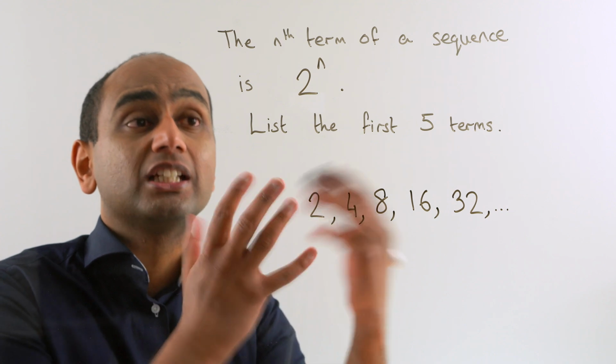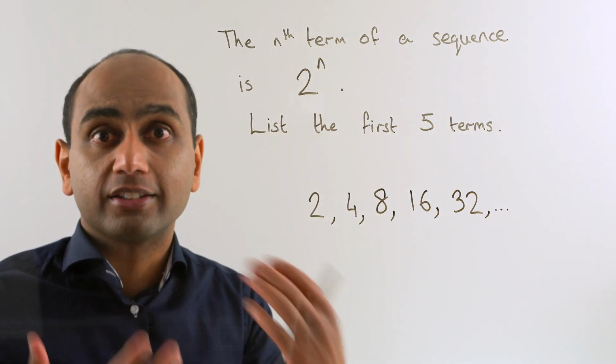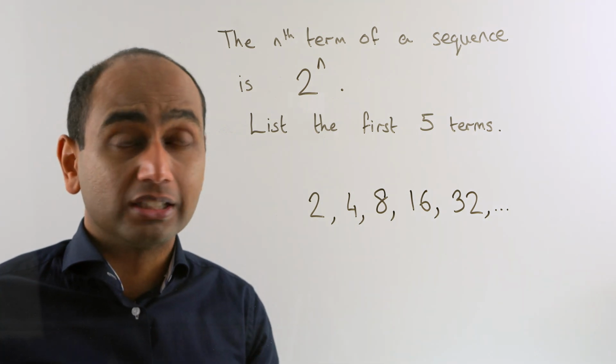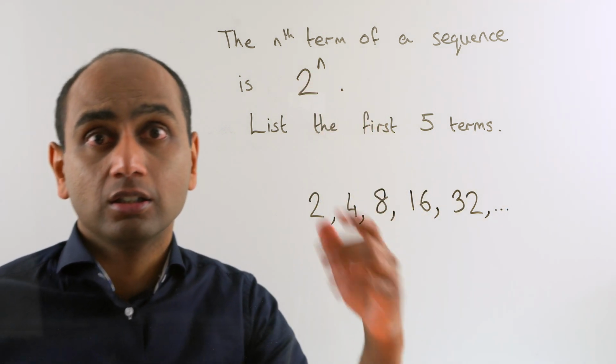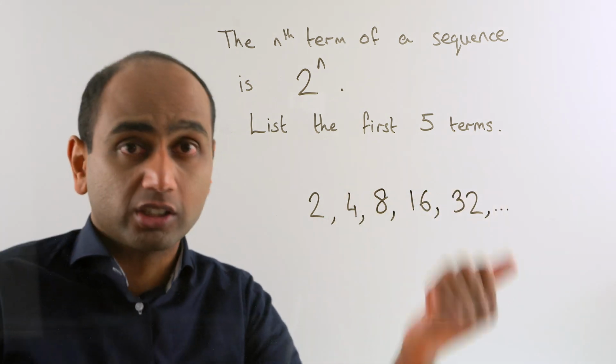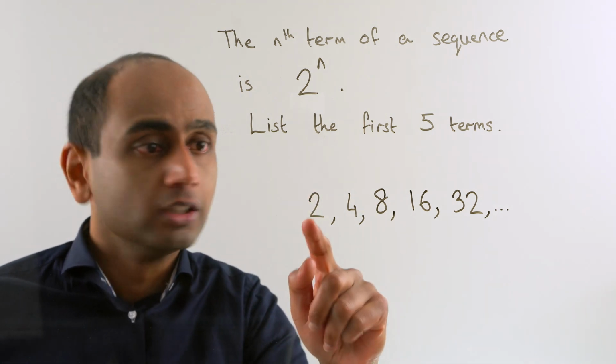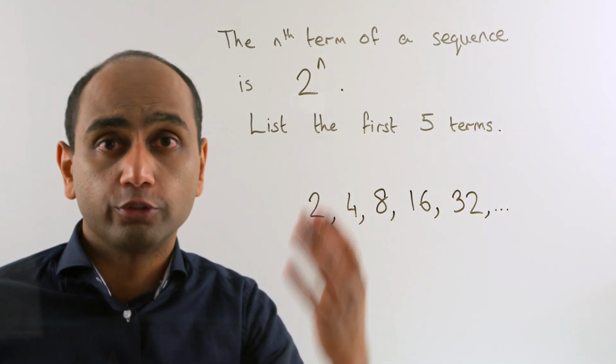You should still, however, be comfortable generating sequences like this given an nth term formula like this. The only real skill we're using is substituting in values for n, and in this case, because we're always looking for the first 5 terms, we're just going to substitute in 1, 2, 3, 4 and 5 in that order to get our first 5 terms of the sequence.